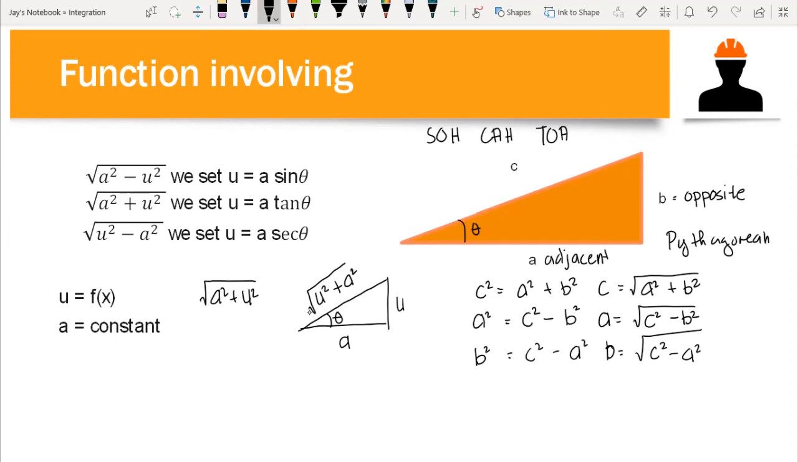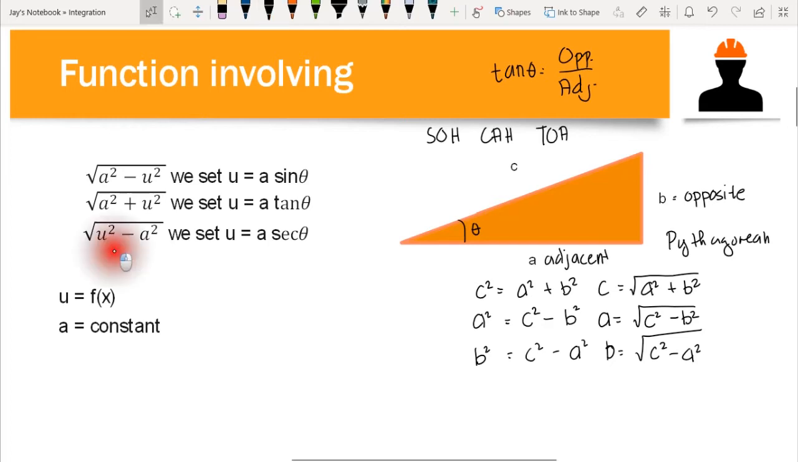If we would like to get the trigonometric identity from this, we have tangent theta equal to opposite over adjacent from SOHCAHTOA. The opposite of theta is u and the adjacent of theta is a. So we could say that our u here is equal to a tangent of theta.